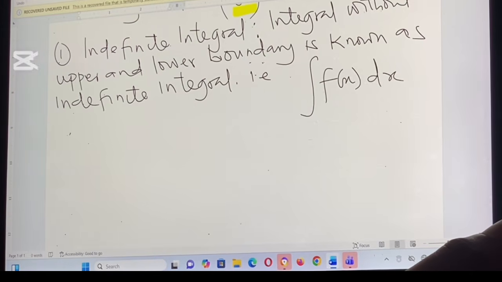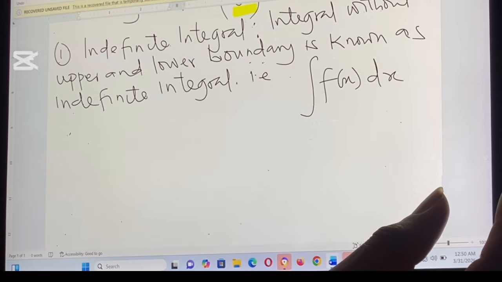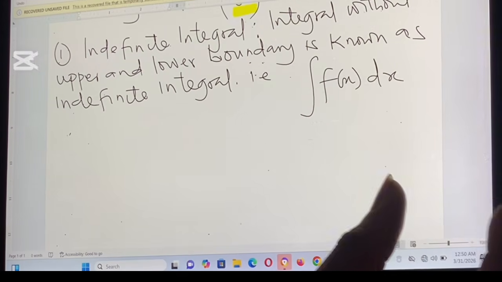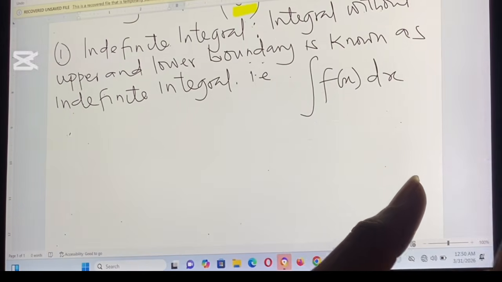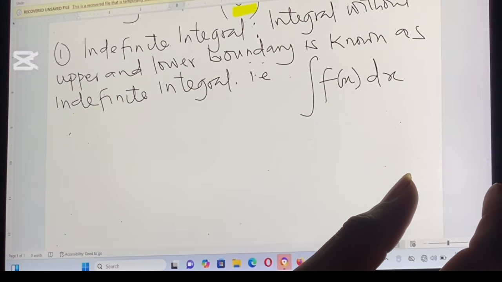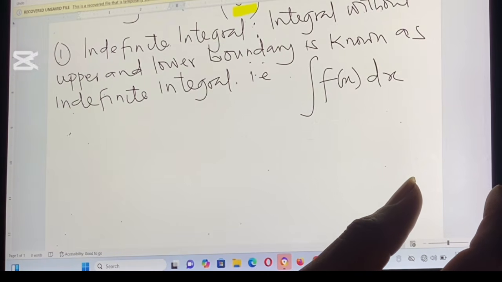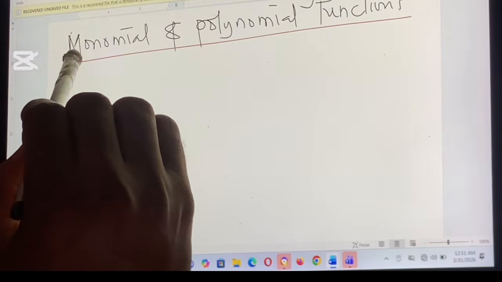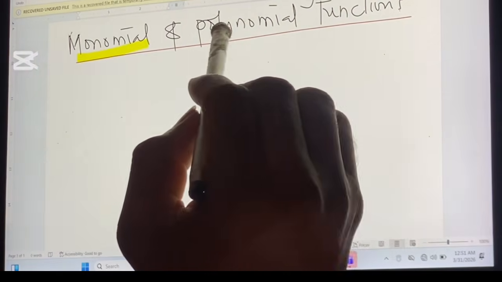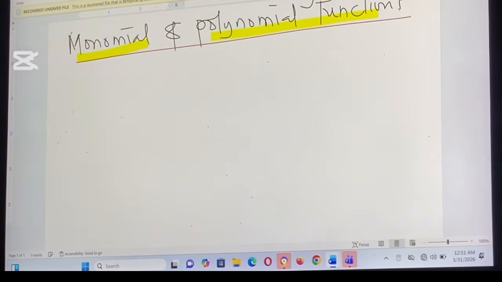Monomial and polynomial functions. So in this video, we're gonna focus on how to integrate monomial and polynomial functions. Please write monomial and polynomial functions. Let's know what a monomial function is, and also let's know what a polynomial function is.